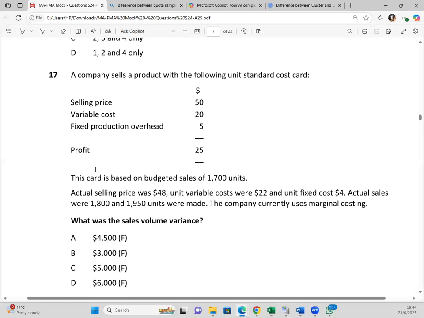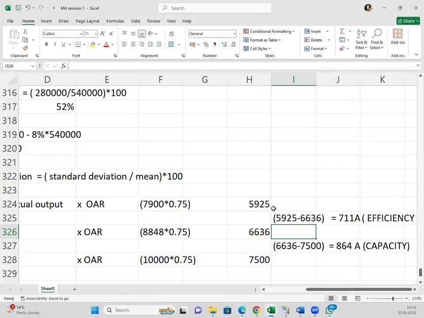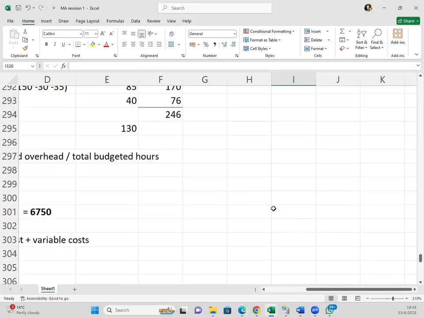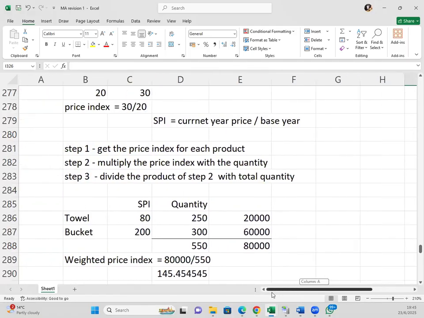A company sells a product with the following unit standard cost card. What is the sales volume variance? So the sales volume variance is in 2. Whenever they ask you for the sales volume variance, you need to consider, is it sales volume profit variance or is it sales volume contribution variance? I think I remember mentioning something of that nature in the last session.